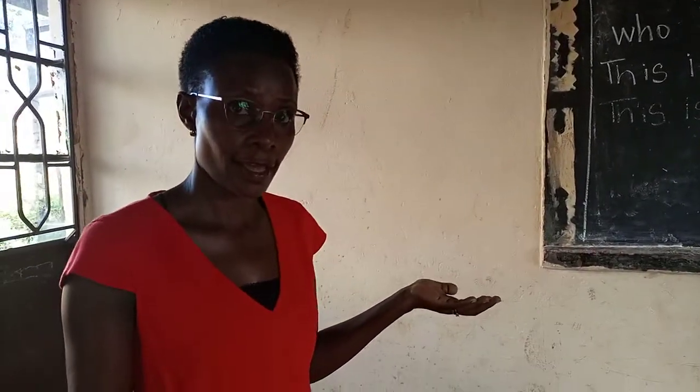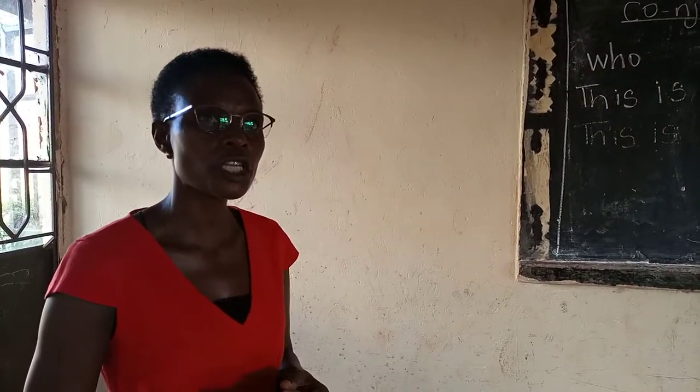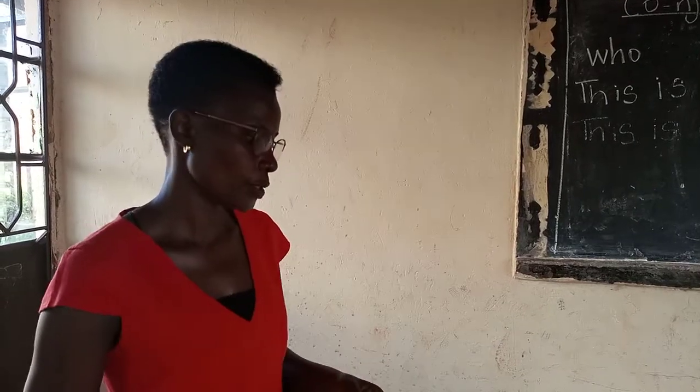Read the poem again. Find out whether there is conjunction who. There are also other conjunctions in that poem, but mainly today we are looking at conjunction who. How many times did conjunction who appear in the poem? Was it there? Read through carefully. Identify how many times conjunction who was used.